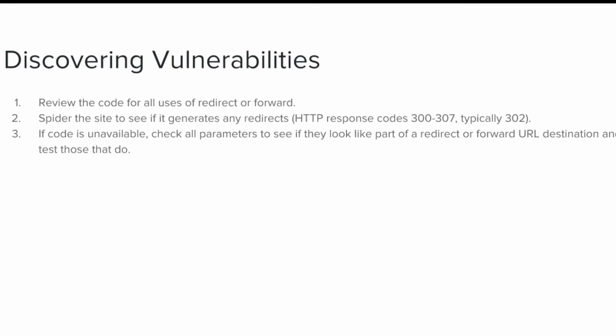Also, spider the site to see if it generates any redirects. These are HTTP response codes 300 to 307, typically 302. Look at the parameters supplied prior to the redirect to see if they appear to be a target URL or a piece of such a URL. If so, change the URL target and observe whether the site redirects to the new target.